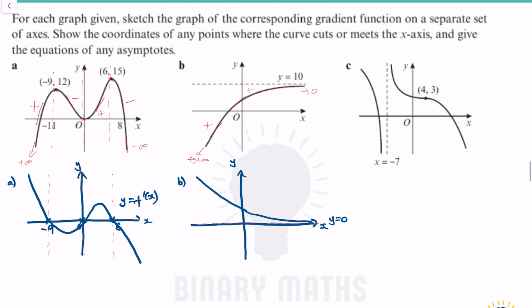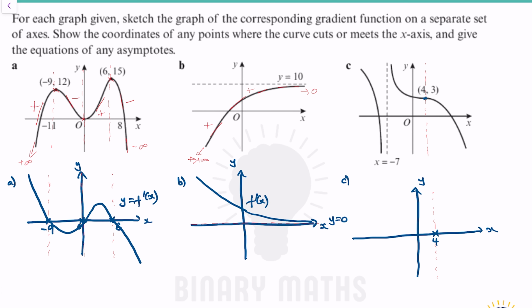Let's look at C now. So again, sketch. Okay, let's identify the stationary points. Are there any stationary points? You can see the stationary point here, which is at 4. So let's draw that stationary point in, which is at 4. So we've cut the x-axis at 4.